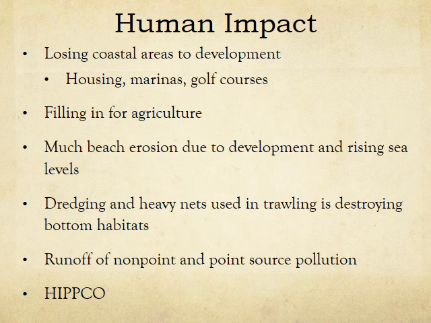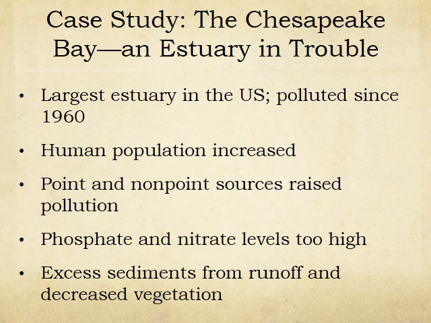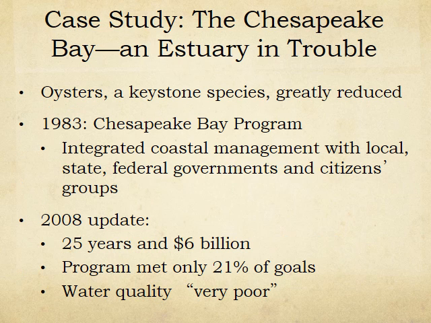So the last thing that I'm going to talk about is the Chesapeake Bay, which is an estuary in trouble. It was an estuary in trouble, and it still is. We're going to do a case study on this later on in the week, but it's the largest estuary in the U.S. It's been highly polluted by point and non-point sources of pollution. You have high levels of nitrates and phosphates causing eutrophication, which we're going to go over later. And basically, oysters, which were a keystone species there, are greatly reduced, so your filtering capacity now goes down.